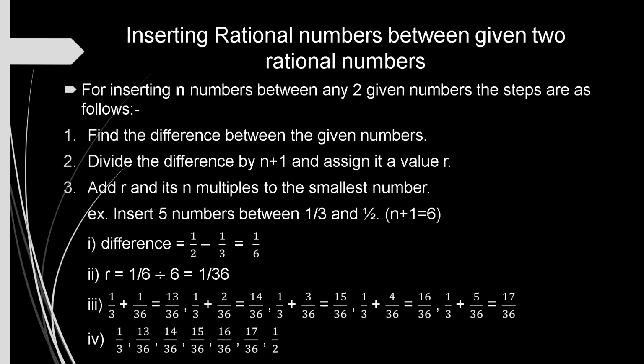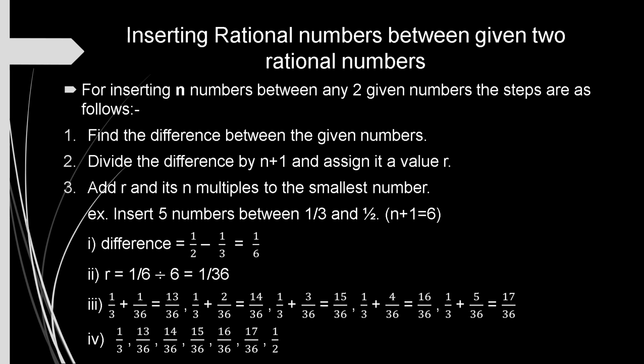So 1 by 3 is smaller than 1 by 2. So the difference between 1 by 2 and 1 by 3 is 1 by 6. And once we divide 1 by 6 by 6, we get 1 by 36. So r is equal to 1 by 36.